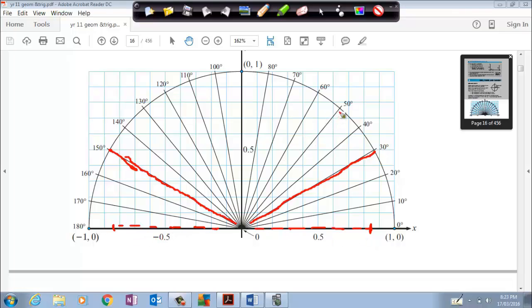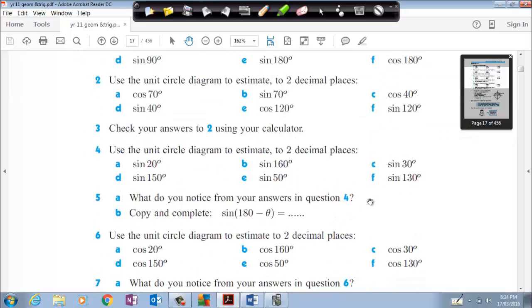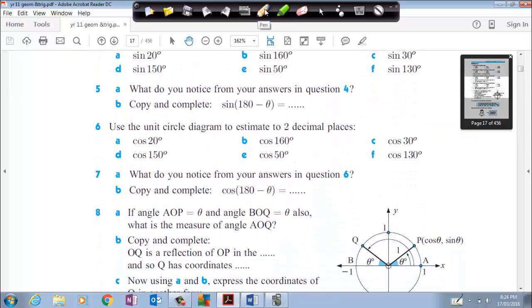We could do another one like 50 and 130, both are supplementary angles. The x coordinate of the 50 is around about there, so it's about 0.65, and 130 it's minus 0.65. So as a general rule, we could then answer question 7 and say that cos of 180 minus theta is the negative of cos theta. As an example, what they're saying is cos of 180 minus 20 is the same as the negative of cos 20.